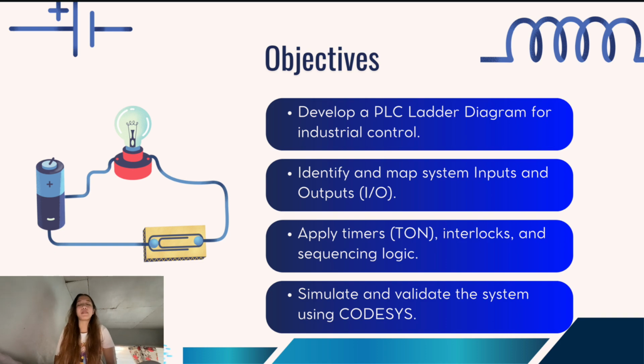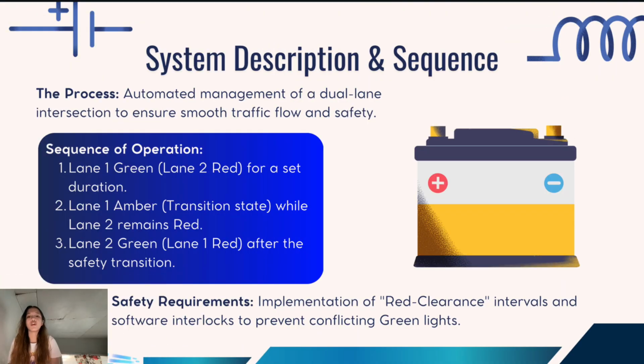First is to develop a PLC ladder diagram for industrial control. Second is to identify and map system inputs and outputs. Third is to apply timers, interlocks, and sequencing logic. Fourth and last is to simulate and validate the system using PLCs. This process focuses on the automated management of a dual lane intersection, ensuring smooth traffic flow while maintaining safety. The system is controlled using a PLC which manages the traffic light without manual intervention.